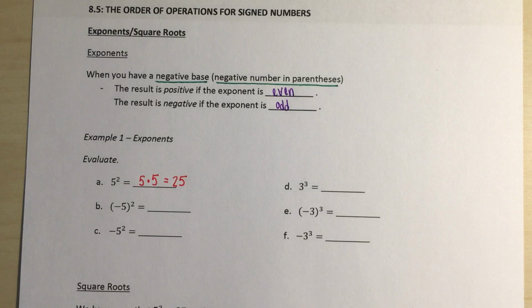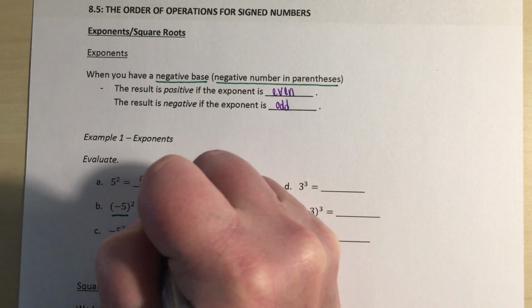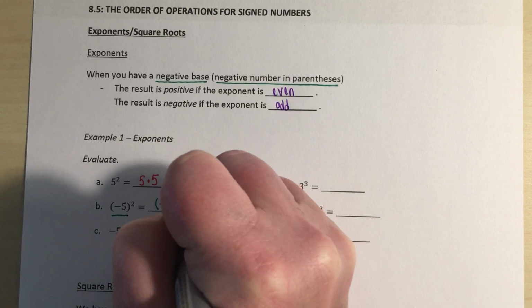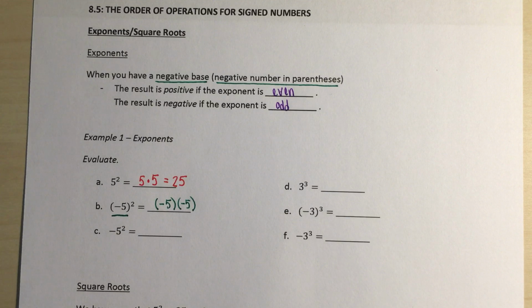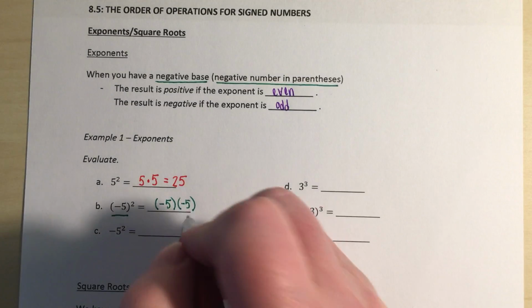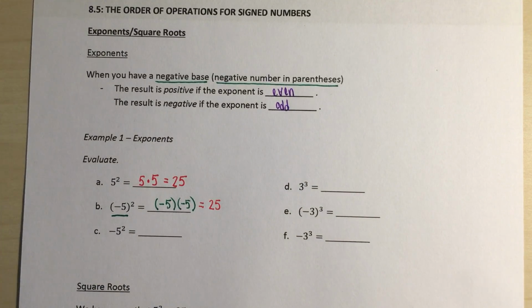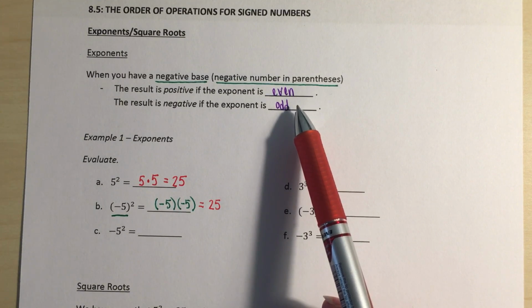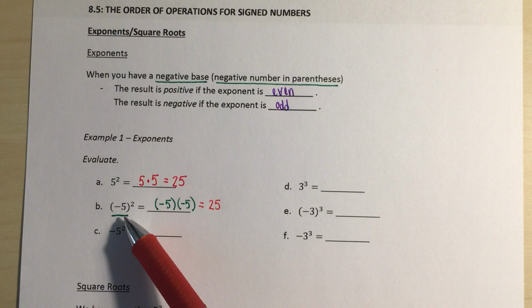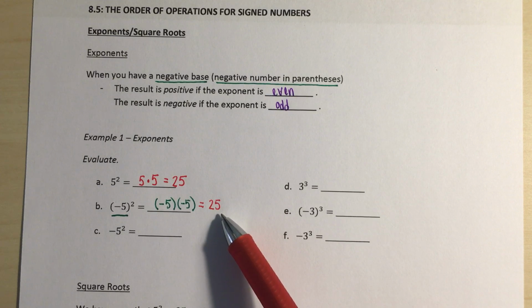If we look at B, notice that we have a negative number in parentheses. So since we have a negative number in parentheses, we have a negative base. When we write our negative 5 squared, we could write that as negative 5 times negative 5. Well, according to our rules from the last section, negative times negative turns positive. So negative 5 times negative 5 gives us a positive 25. This matches our statement above. Our result is positive if our exponent is even. So we have a negative base, a negative number in parentheses, an even exponent, and our result is positive.